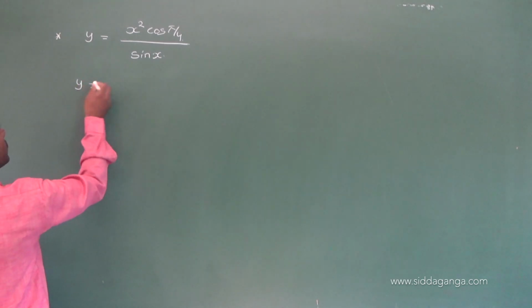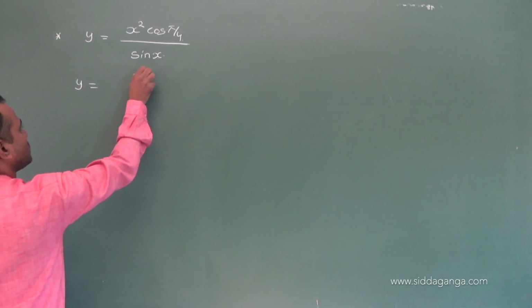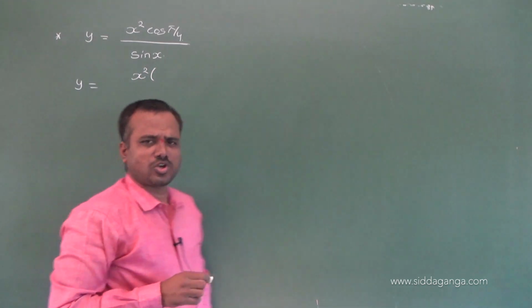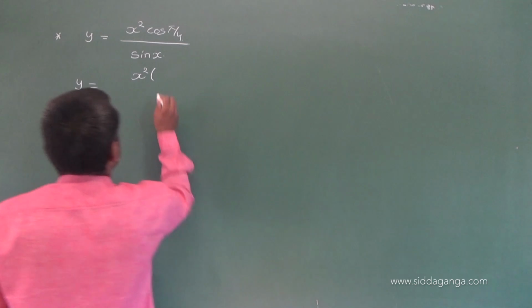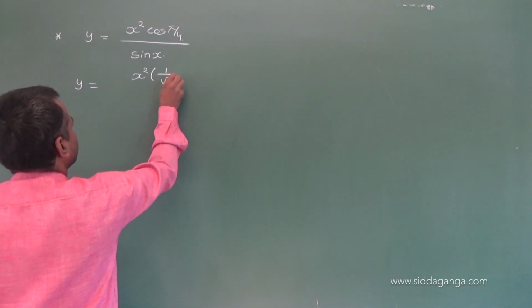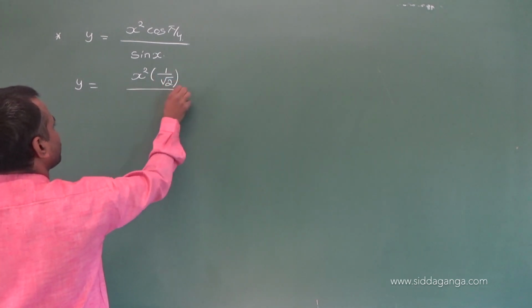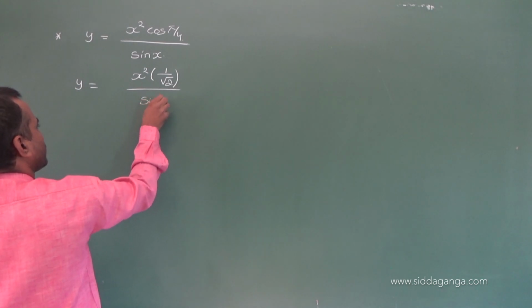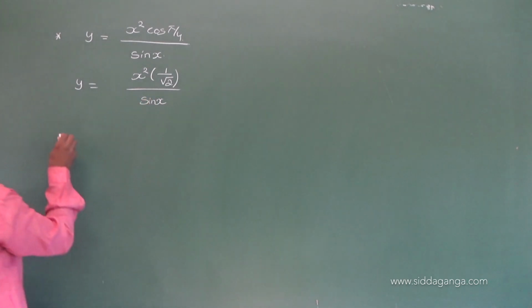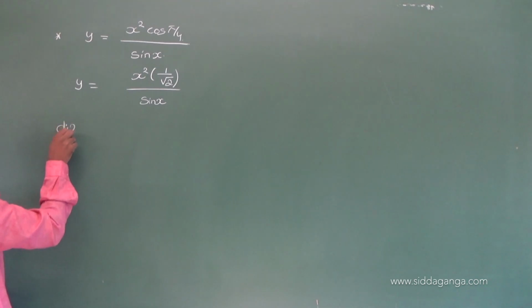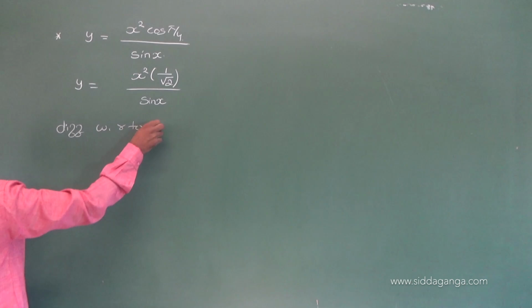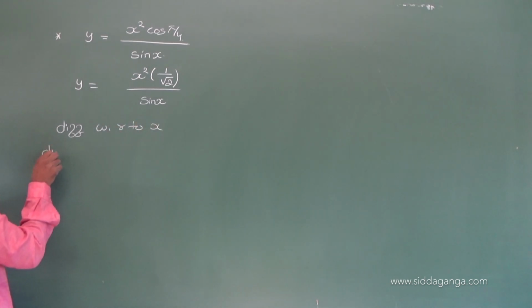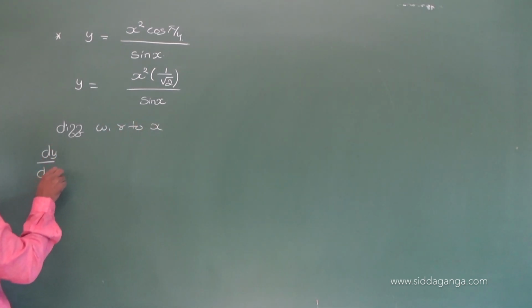y = x² cos(π/4) / sin x. You know in trigonometry, π/4 is 45 degrees, and cos 45 degrees is 1 divided by root 2. So we differentiate this with respect to x, dy by dx.